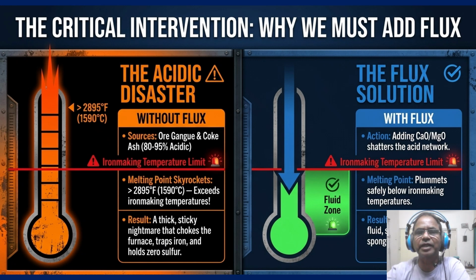Acids like silica and alumina accept oxygen ions. They form long chain-like tetrahedral networks. That makes the slag thick and high melting. Pure silica melts at around 3100 degrees Fahrenheit, which is too high. On the right, bases like lime and magnesia donate oxygen ions. They break those chains. That's why adding CaO lowers the melting point and makes the slag fluid.